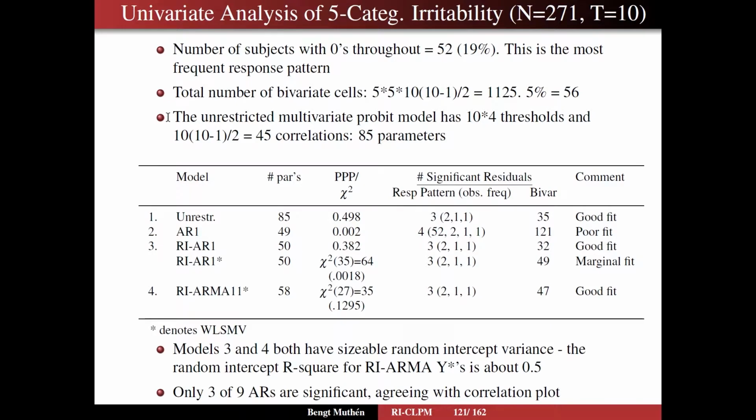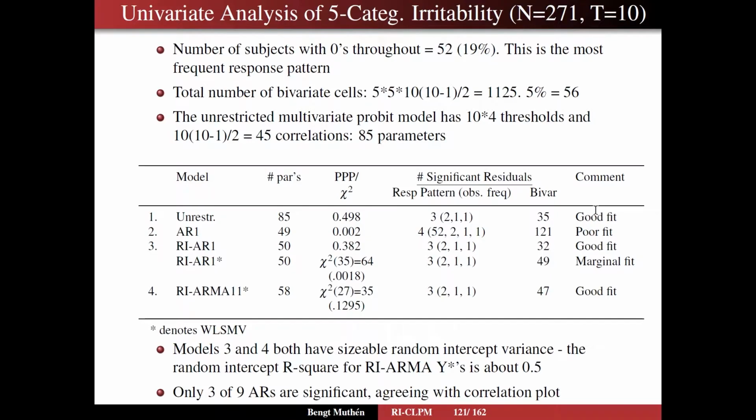Now we first consider the unrestricted multivariate probit model. There are 10 variables and 4 thresholds for this 5-category variable, and we have 45 correlations. So a total of 85 parameters. If we look at that unrestricted model, we see that we have a high PPP, and the frequency fit, the residuals, are good both for the response patterns and for the bivariate tables. So a good fit.